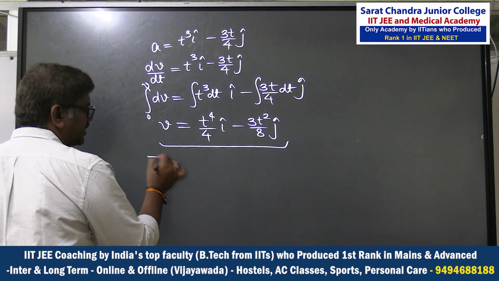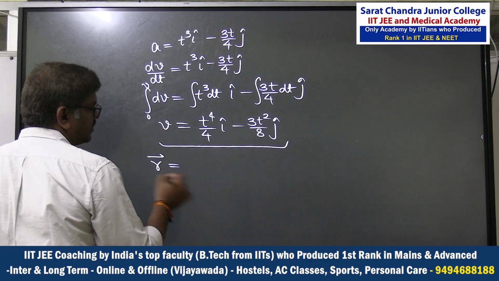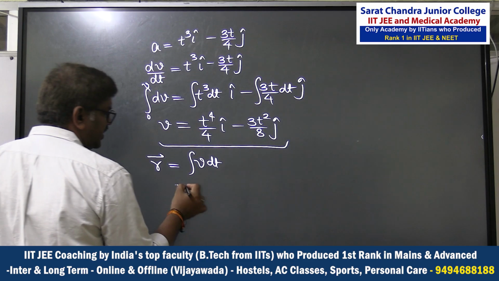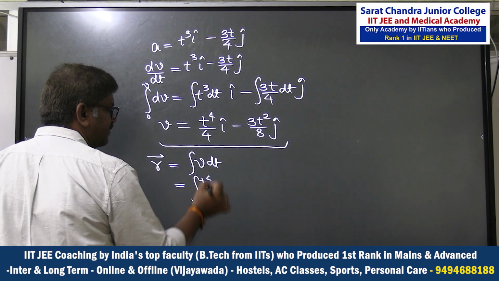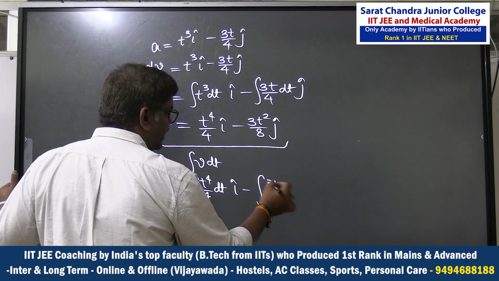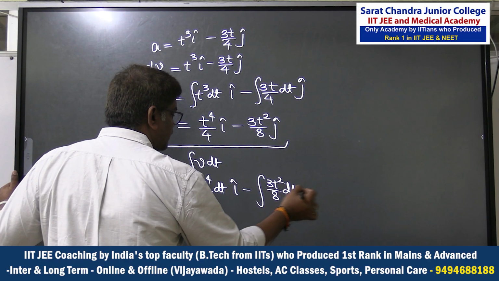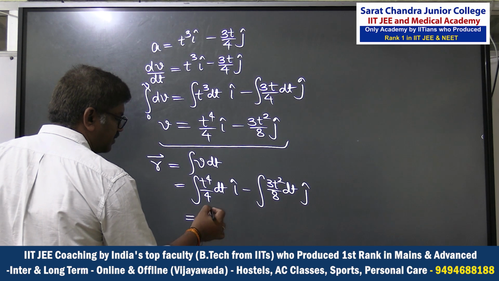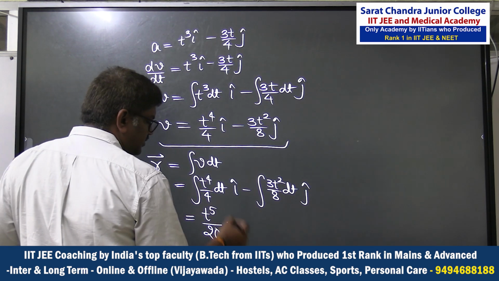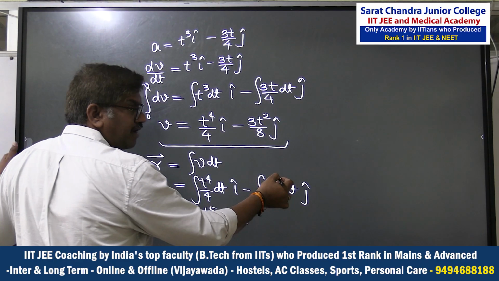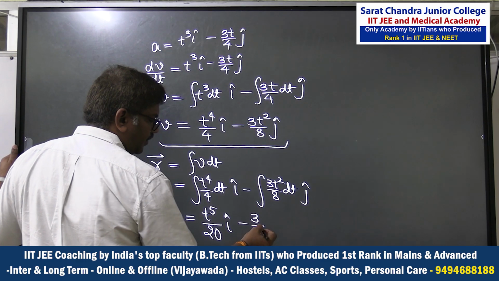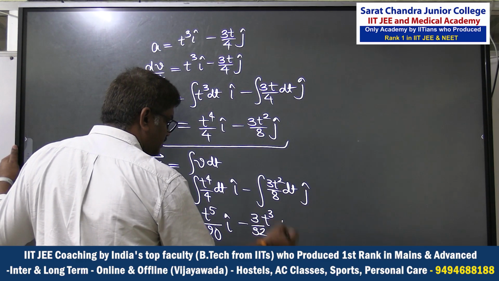In the same way, if we integrate again, what is r? v equals dr by dt, so r is the integral of v dt. So it is t to the power 4 by 4 dt with i cap, minus 3t square by 8 dt with j cap. That means it is t to the power 5 by 20, since 4 into 5 is 20, with i cap, minus 3 by 8 times t cube by 3 with j cap.